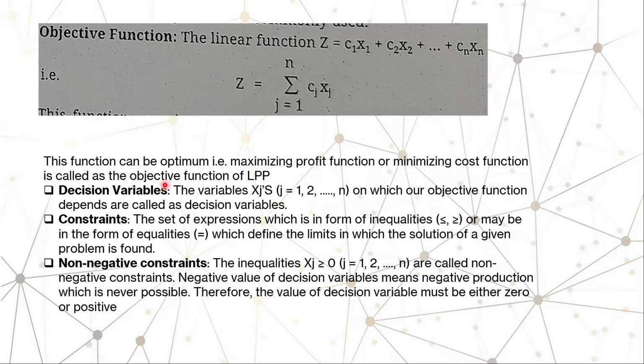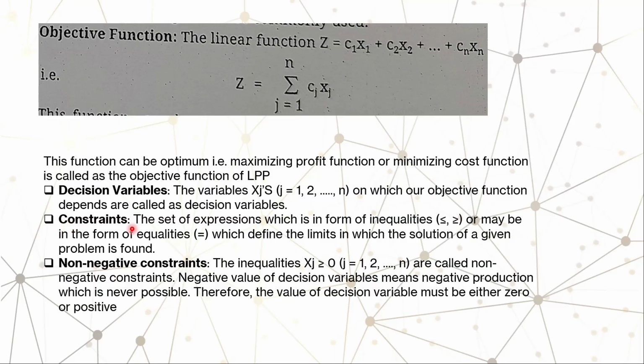Now these functions are based on variables, and these variables are known as decision variables. The variables for j equals 1 to n, meaning x1, x2, x3, x4, are the decision variables on which our objective function depends. Now these definitions are very important from the exam perspective. So please remember to have an overview of those definitions, and they will definitely appear in your exams.